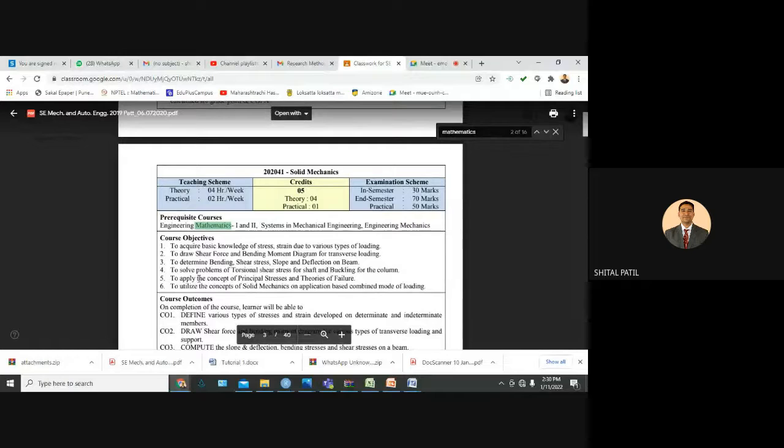See, if you take any subject, see the prerequisites. These are the things expected that you should know, so that you will be able to study the particular course. So the course is solid mechanics. It was in first semester, na?